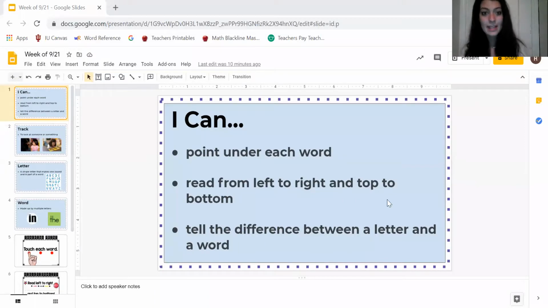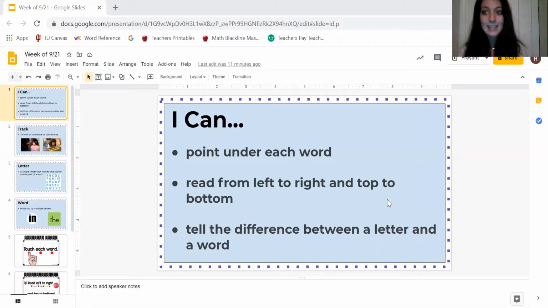Before we start reading, we are going to go over a few things that we are learning today while we read. Okay scholars, the first thing that we are going to learn is that we can point under each word while we're reading. So we're going to do this. I'm going to say the statement, and then I want you to say it with me, okay? So I'm going to say it first. Here we go. Ready? I can point under each word. Let's say that together. I can point under each word.